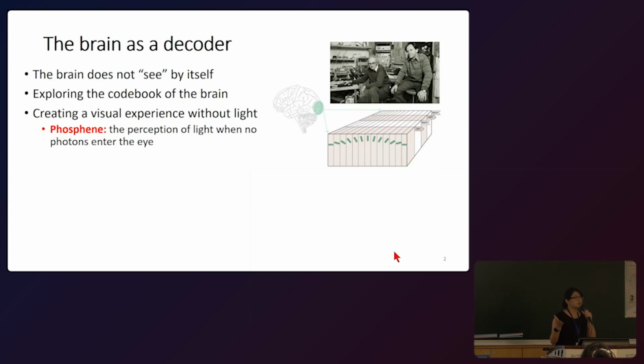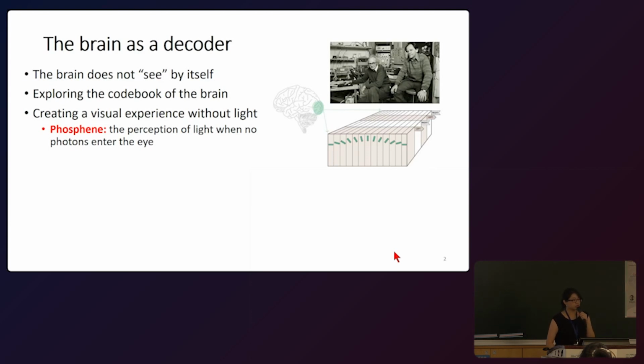Phosphene has a very long history. It was maybe earliest reported by the ancient Greeks, and in the 1920s doctors implanted small electrodes in blind people's visual cortex and gave them very weak electric stimulation, and the patient reported seeing some flashing light in front of them. So in our study, we try to use the phosphene paradigm to study what kind of information can be picked up by our brain and generate our perception.